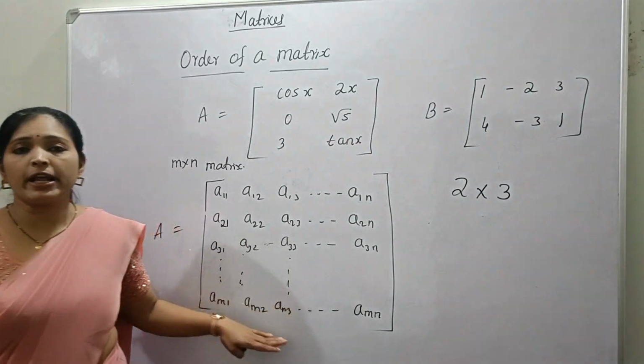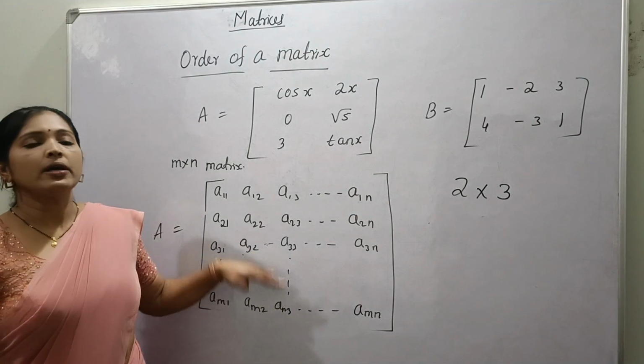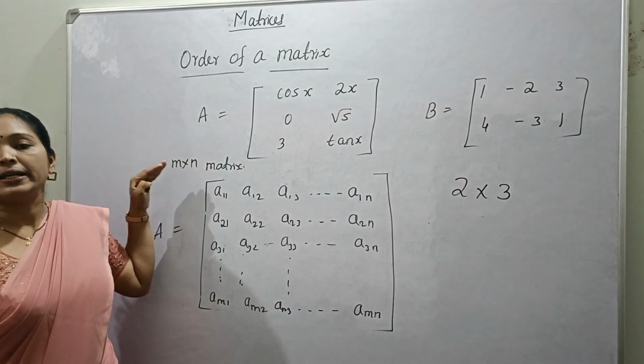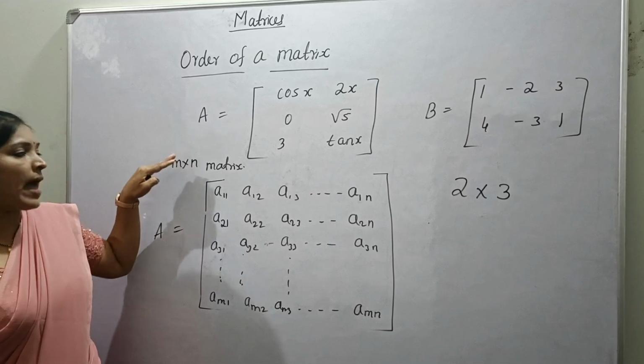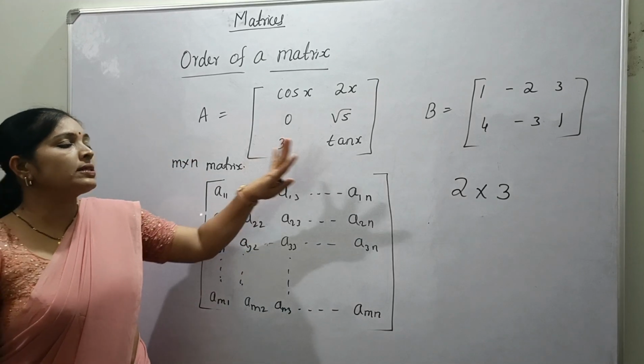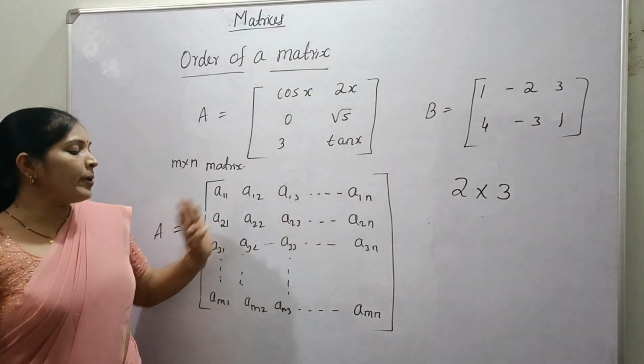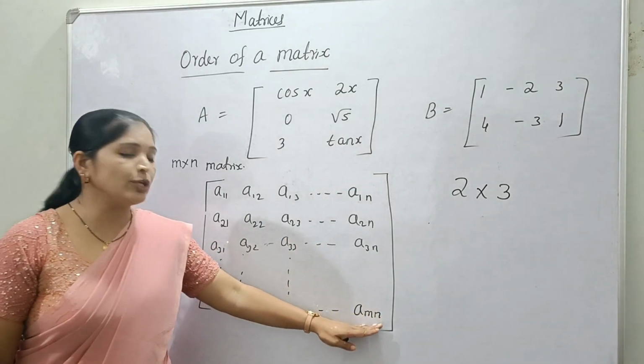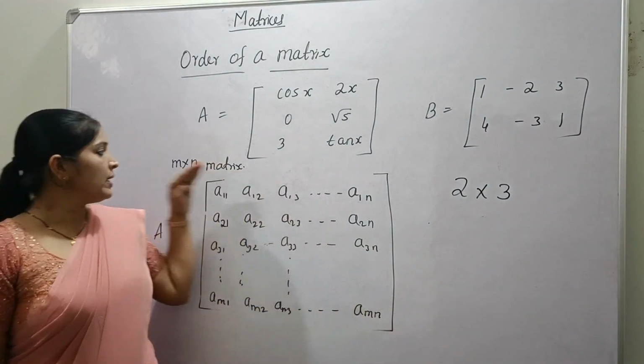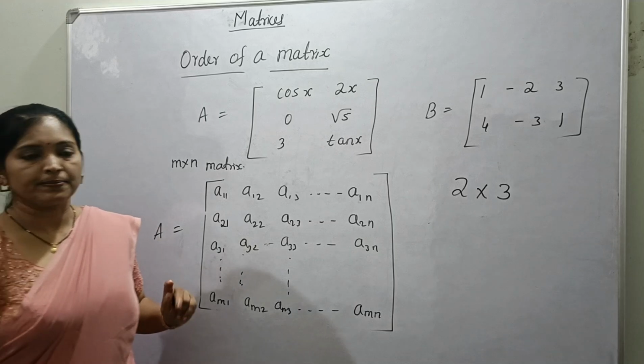It is the general form of a matrix of order m by n, m rows and n columns. And this matrix has how many elements? M into n elements. Okay, m into n elements.